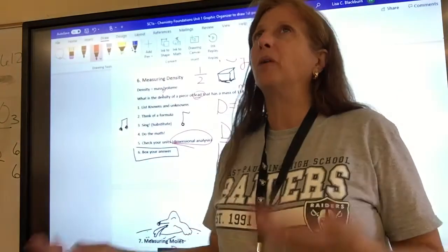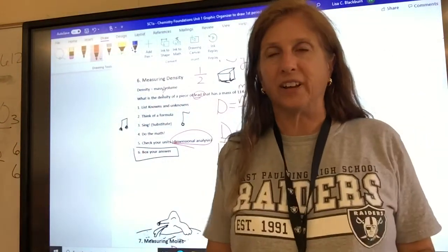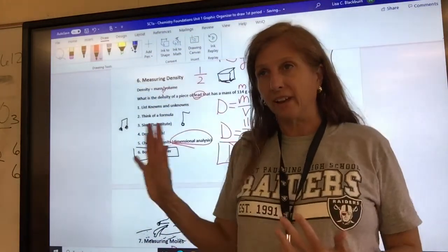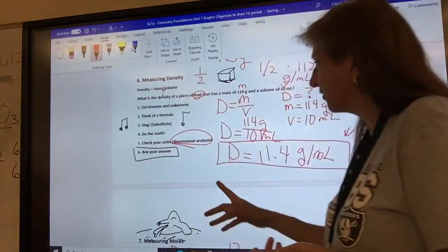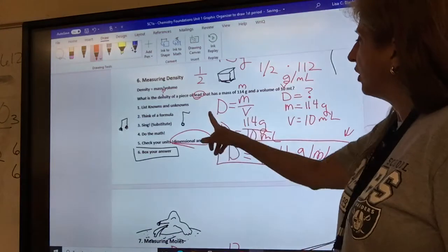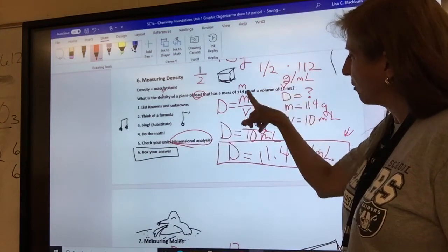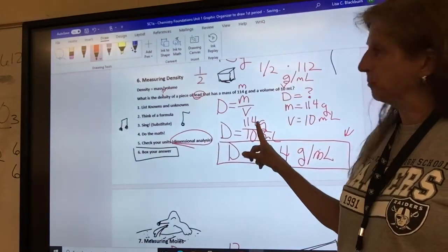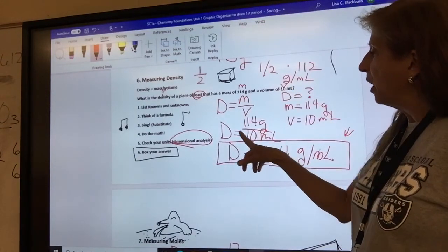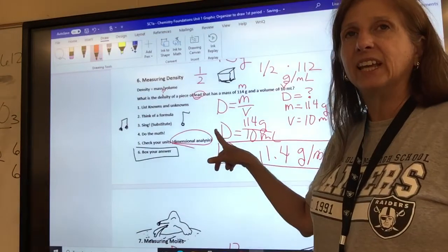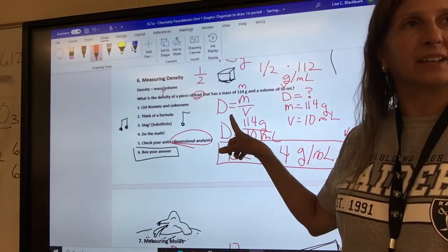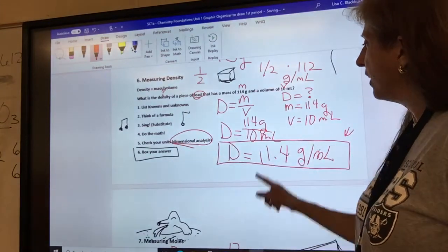You can do the problem without singing, but you're not going to have as much fun. Now, when you're taking the ACT or the SAT, you might just have to sing in your heart and not out loud. But this is where we sing the song, because we substitute into the formula. Substitute. So where there is an M, I write the number, 114 grams. Where there is a V, I write the number, 10 milliliters. Where there is a D, I leave it a D because now it's my variable. Just like in algebra, it's like my X.